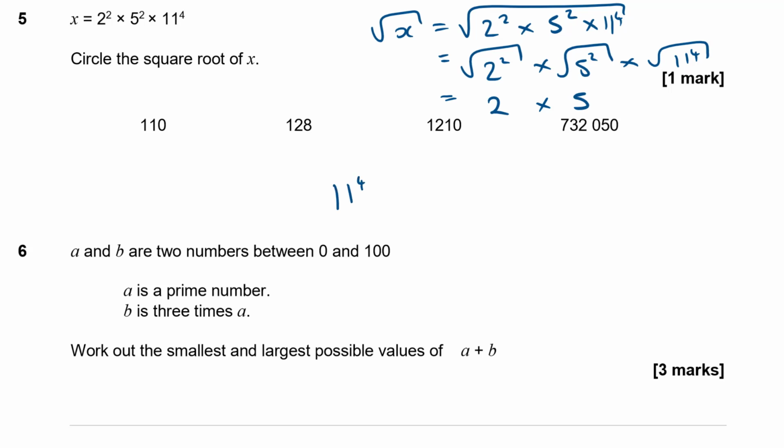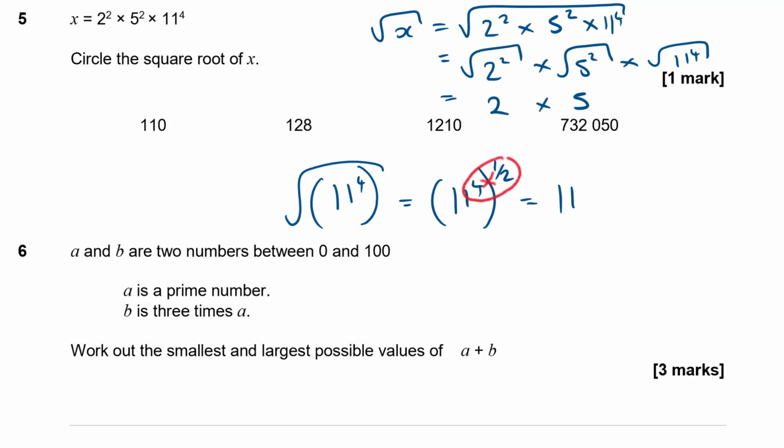So what's the square root of 11 to the power 4? Well, 11 to the power 4 square rooted is the same thing as 11 to the power 4 to the power of a half, isn't it? Because the square root of something is the same as the power of half. So you've got an index of an index. You can deal with that by multiplying those two together. 4 times a half, which is, well, it's just 11 squared, isn't it? And 11 squared is 121. So that last one there is 121. So it's 2 times 5 times 121. 2 times 5 is 10, and 10 times 121 is 1,210. So the answer's got to be that one there.